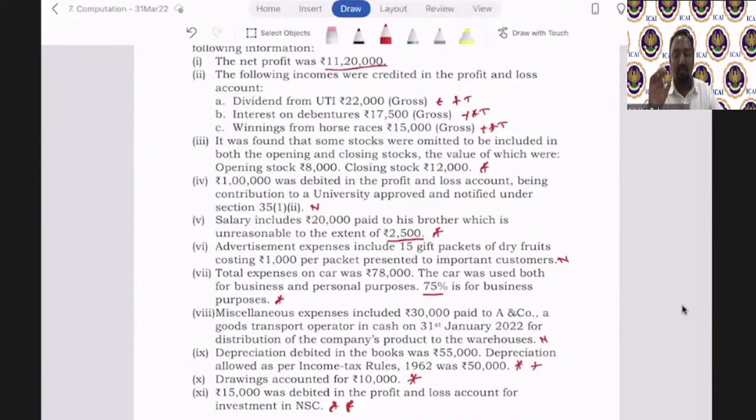So please be confident and make sure that you write every question with that confidence, saying that you know the provision. That only will help.